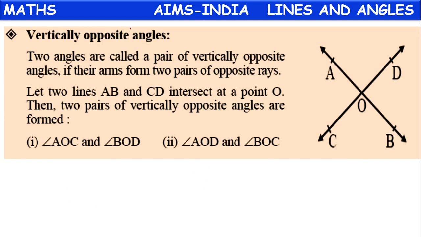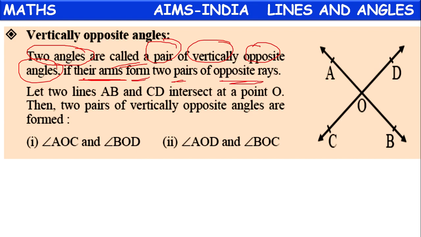Vertically opposite angles. Two angles are called a pair of vertically opposite angles if their arms form two pairs of opposite rays. Let the two lines be AB and CD like this. This is AB, this is CD. Both of them are intersecting at point O.